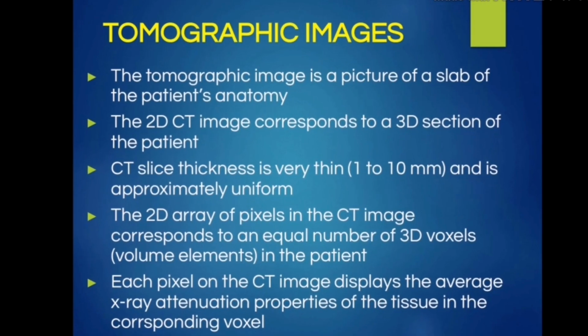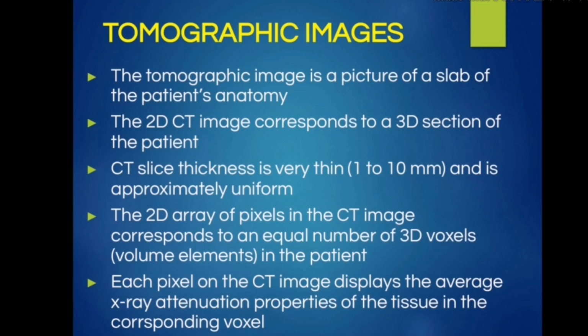The tomographic image is a picture of a slab of the patient's anatomy. The 2D CT image corresponds to a 3D section of the patient. CT slice thickness is very thin, ranging from 1 to 10 mm, and is approximately uniform.